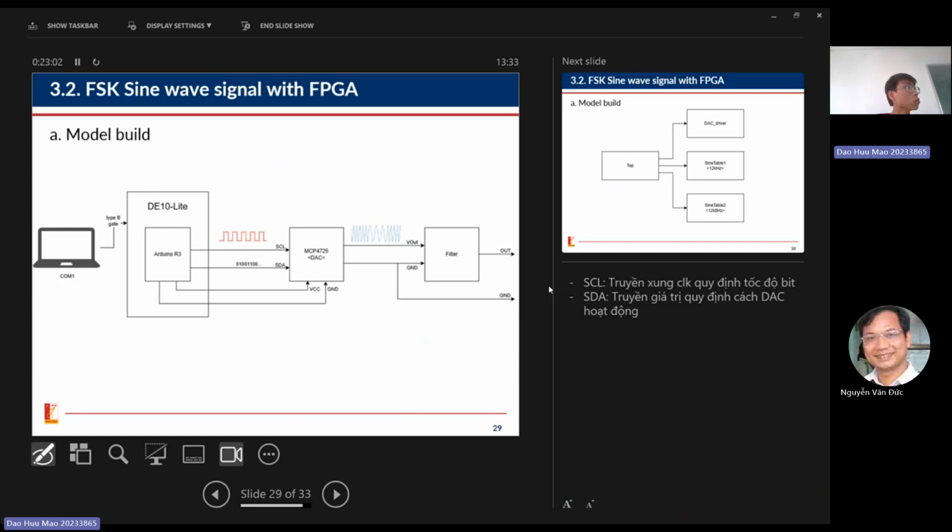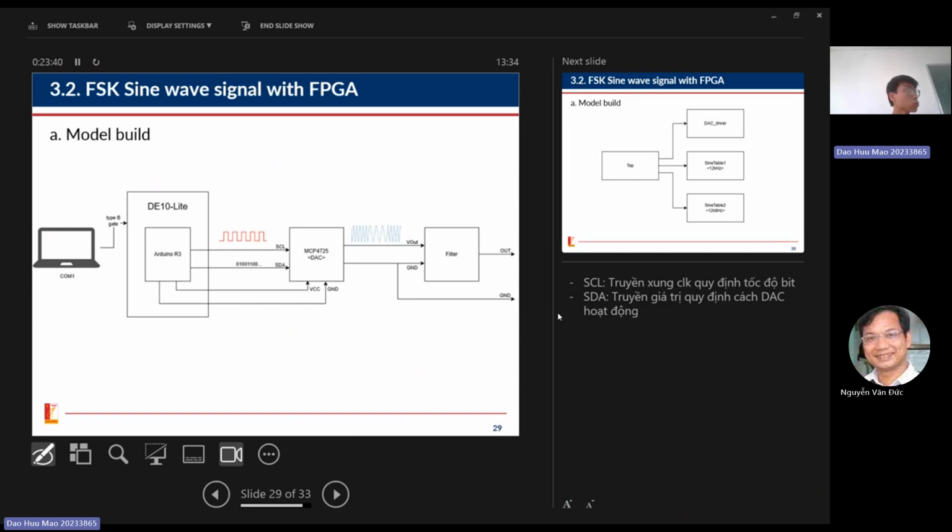Can you tell me again, so that the students can understand the function of each block and the overview of the design? So my question: what is the function of the DE10 Lite? That's the first question. And why do we need to have the MCP4725 DAC chip to convert digital to analog?